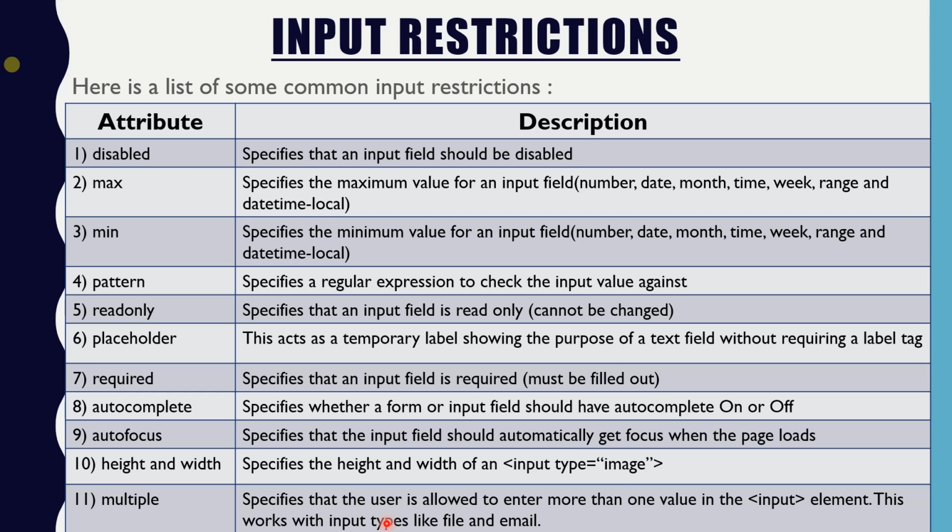Okay, suppose you want to upload more than one file, that time which attribute has to be used? The multiple attribute. Suppose you want to enter more than one email ID, then that time also you can use the multiple attribute. So all these are the attributes and descriptions of input restriction. All these attributes will become clear to you when we see the coding and the output of this.